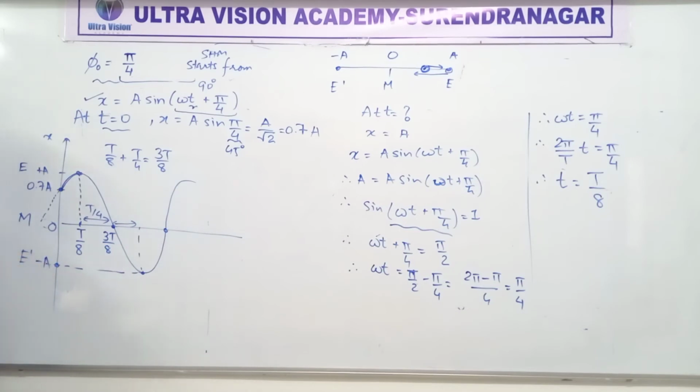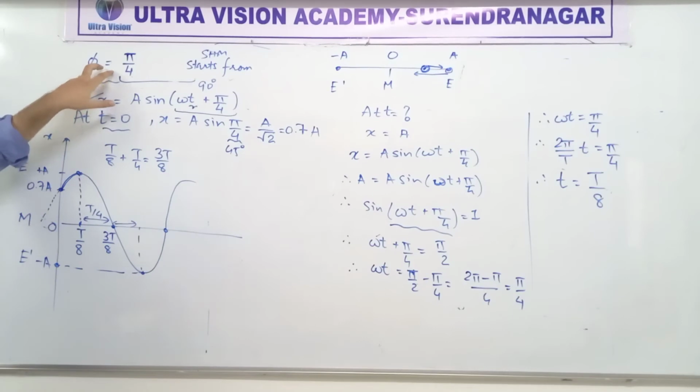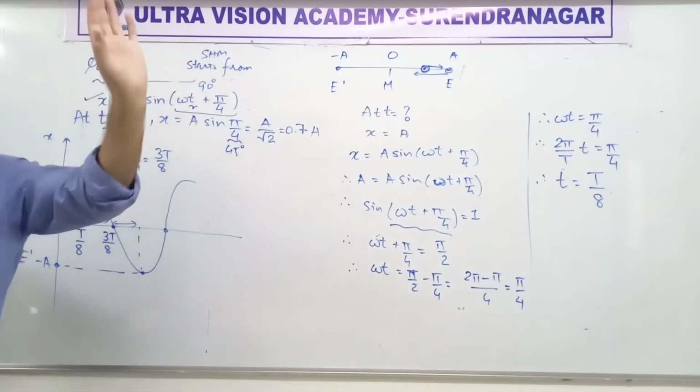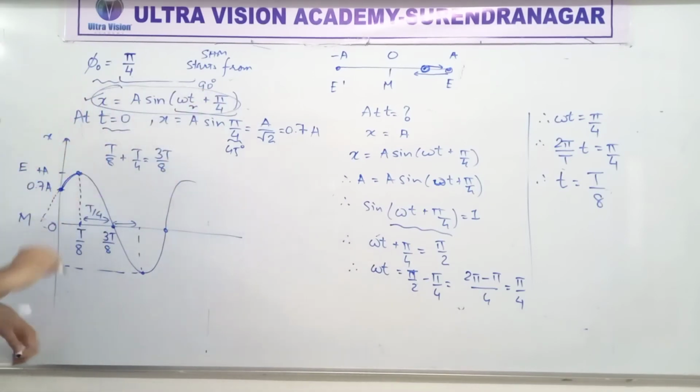Okay? But remember, the main thing is the pattern of the graph is the same wherever it starts from. Whether phi 0 is pi by 4, minus pi by 4, pi by 6, pi by 2, minus 90, whatever you write, the graph makes the same pattern in simple harmonic motion. Is it clear? Because what's the reason it makes this pattern? This equation. The equation is always of the form x equal to a sine omega t plus phi 0. Understood?